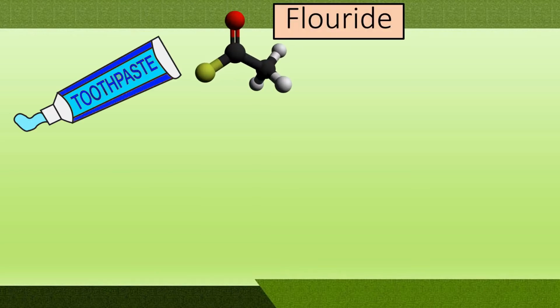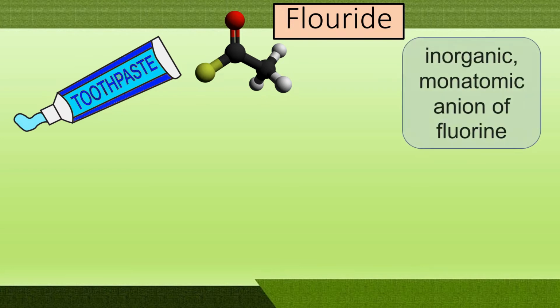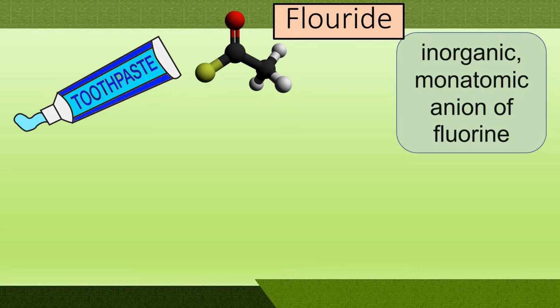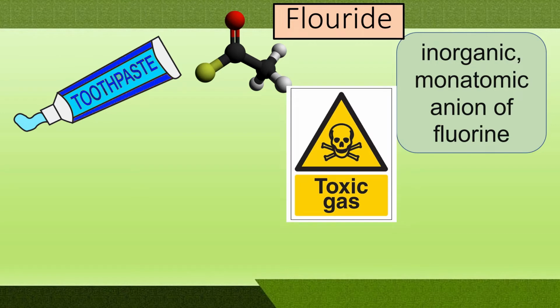Have you ever wondered what components are present in toothpaste? Toothpaste, of different brands, have something in common, and that is fluoride. Fluoride is an inorganic monoatomic anion of fluorine, and fluorine is a very highly toxic substance. Have you ever wondered why manufacturers use fluoride if it is very toxic? Is it safe for us to use it?